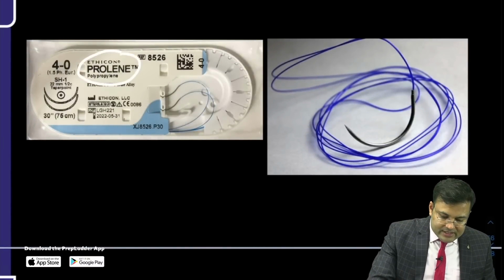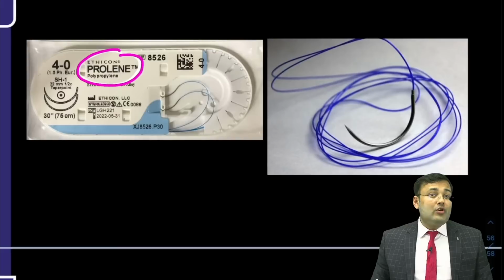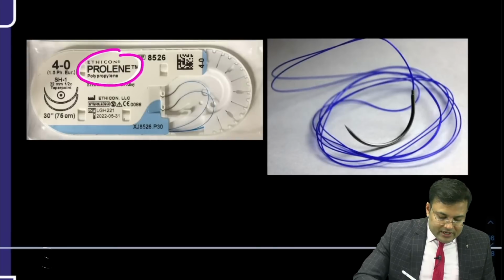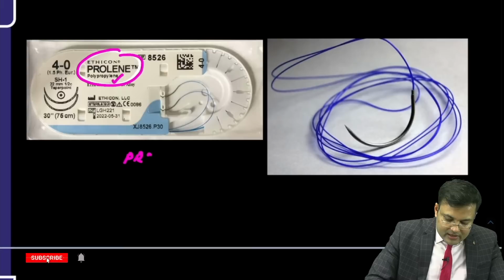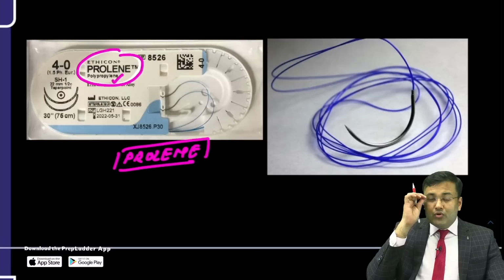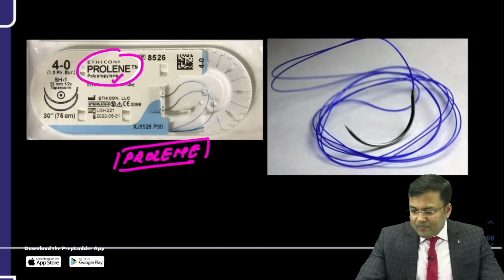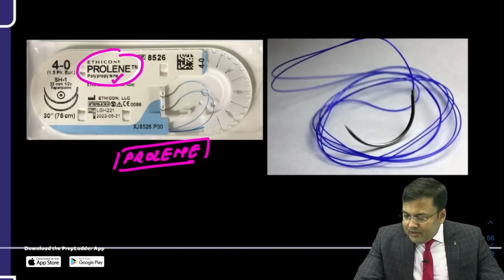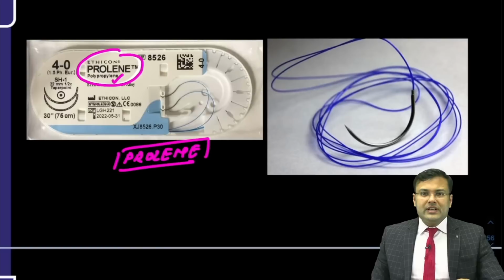It's written here. You can see easily. What's the name? It's proline. Other name of proline, here also it's written, polypropylene. Proline. Tell me guys, is proline absorbable suture or non-absorbable suture? Tell me guys. Non-absorbable. Very good. All of you know that it's non-absorbable suture. Now tell me the uses.